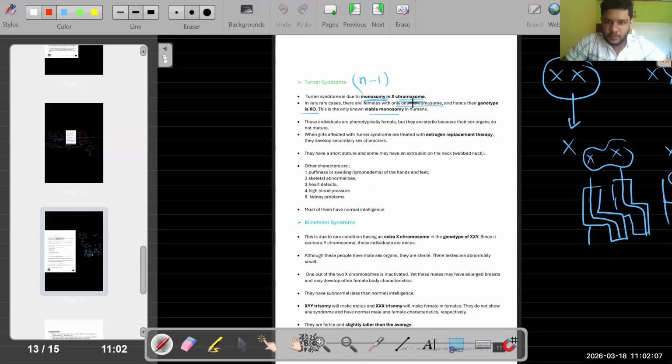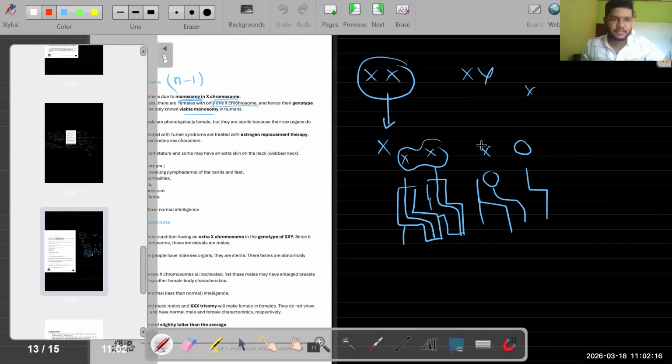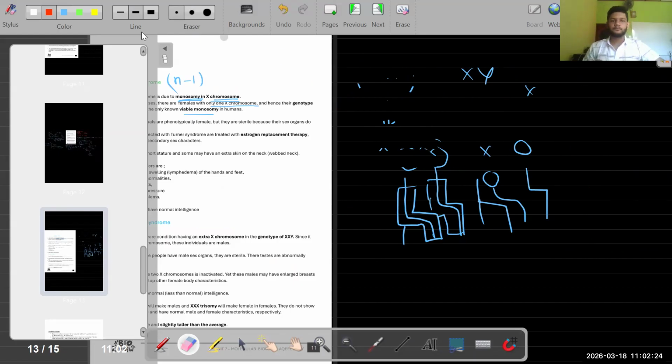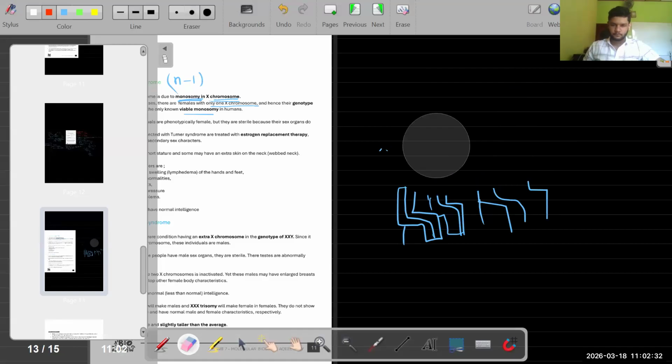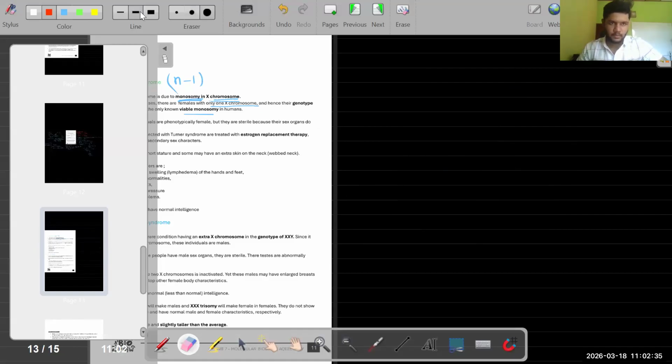Turner syndrome is due to monosomy in the X chromosome. In very rare cases, females have only one X chromosome and the genotype is XO. Now you can understand, right? See here. Each gamete has XX for females, XY for males.